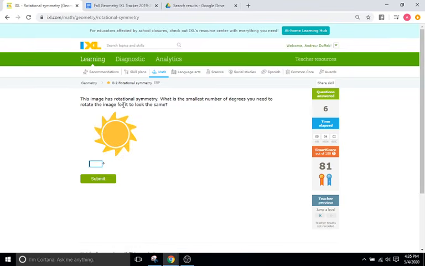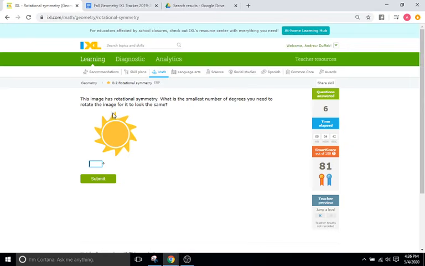Okay, so the image has rotational symmetry. What is the smallest number of degrees you need to rotate the image for it to look the same? Okay, so there's a very clear way to solve these kinds of problems. Think of a square or a pentagon or something with actual corners or sides, like any standard shape. A full rotation of any shape or object is going to be 360 degrees, so you're just going to count the points or the sides. In this case, I would just count the points of our sun right here and divide that into 360 to get the degree value.